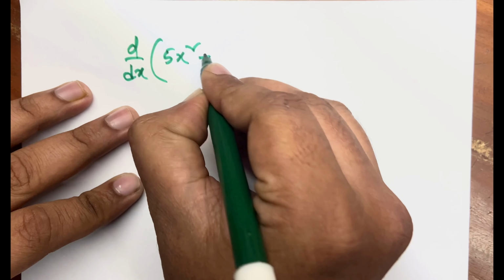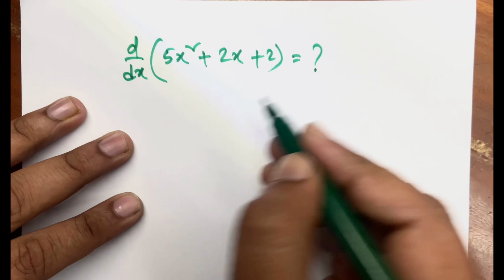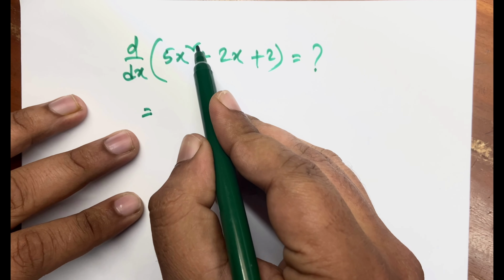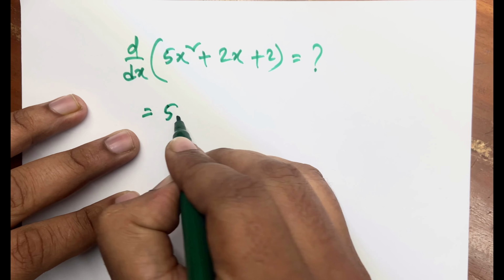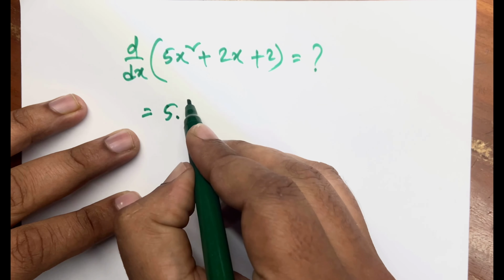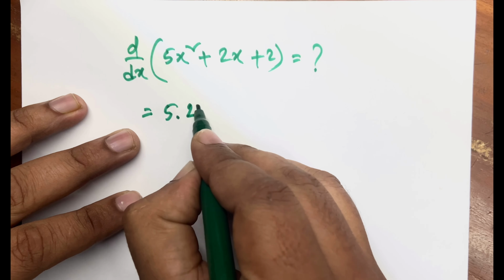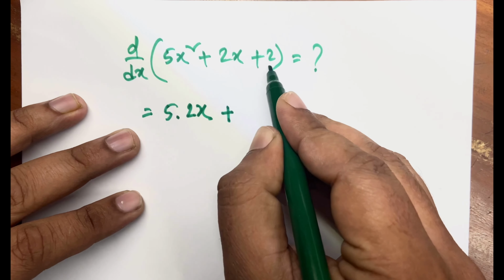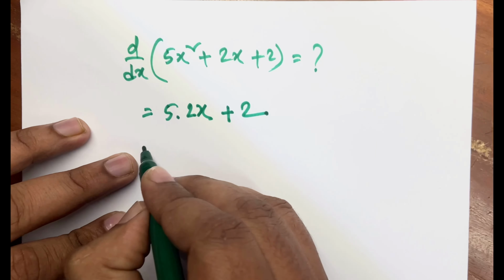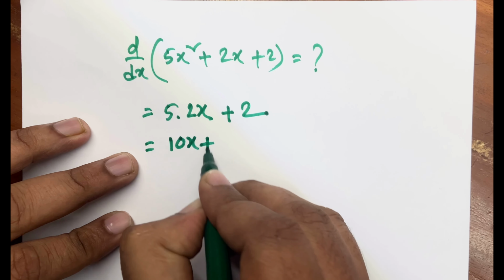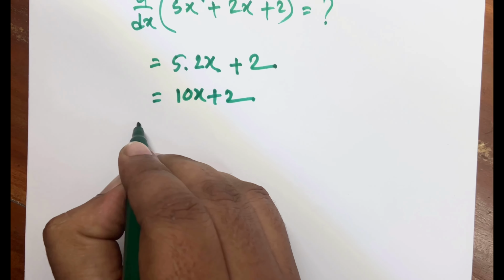Okay, d/dx of 5x squared plus 2x plus 2 is equal to what? Now I can say 5x squared, 5 is constant. d/dx of x squared gives 2x, and here is 2x, so d/dx of 2x is equal to 2, and d/dx of 2 is equal to 0. So now I can say easily 10x plus 2.